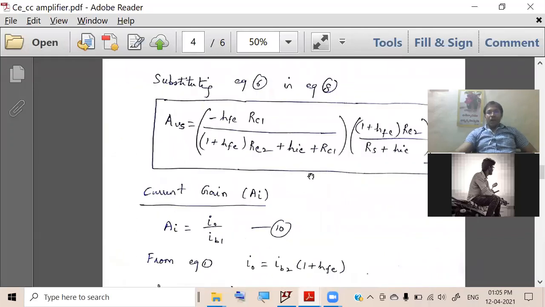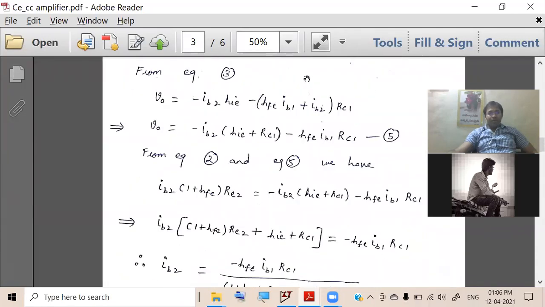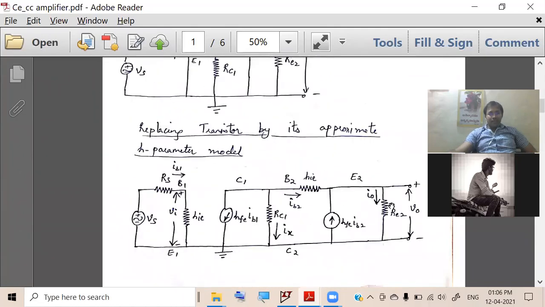AVS expression we got. Let me outline again what we are doing here. We are simply taking the equivalent circuit, replacing it by the approximate model. V0 we are finding, Vs we are finding, but when we find V0, it is in terms of IB2. Again, IB2 is in terms of IB1, IX. IX is an additional variable which I don't want. So first I am eliminating IX.